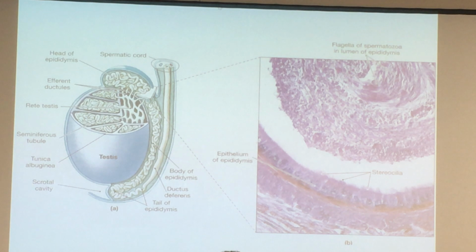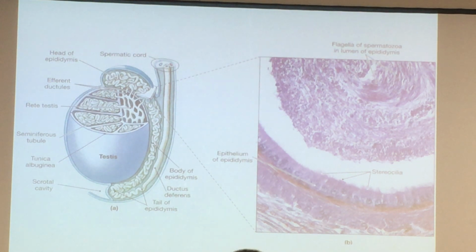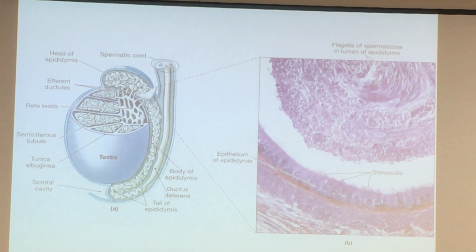Now let's take a look at the testes. If we cut it, we can see they have many, many lobules, and they form a corner in this part, and send out the tube to the top, which we call the epididymis, above the testes. We call this the head, the center part the body, and the lower part here the tail of the epididymis. And from the tail, it starts the ductus deferens or vas deferens.